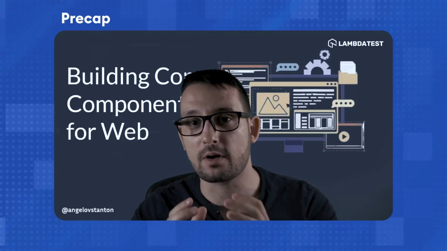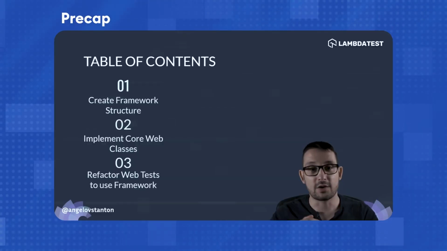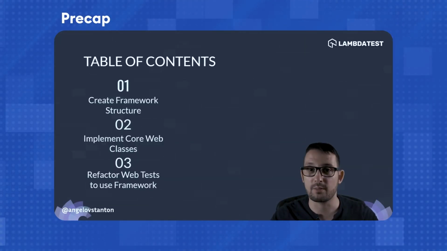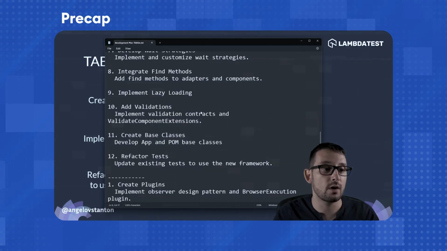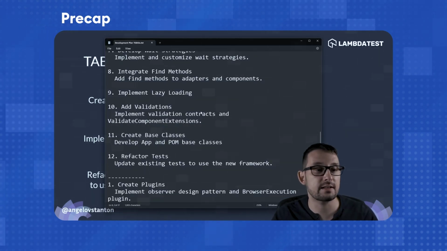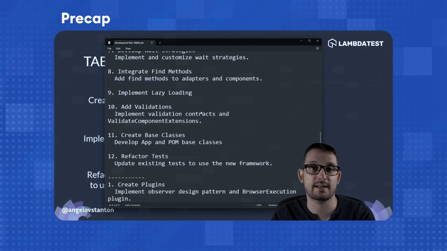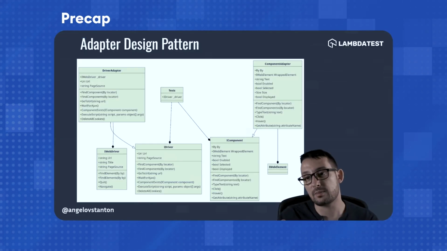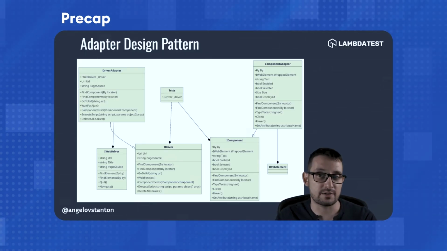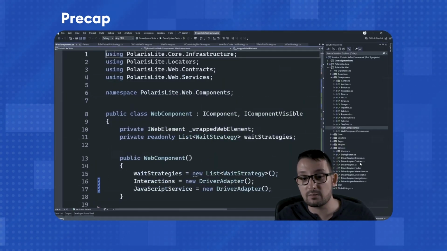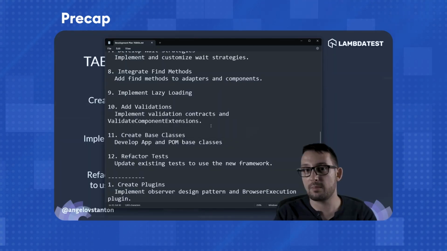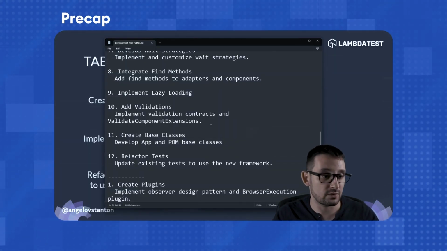To build our core components for the web part, first, we're going to create the framework structure. We're going to trigger this process at the moment when you perform the first action with the component. It helps us to eliminate the usage of hard-coded pauses. This web component is similar to our driver adapter. There will be much better exception messages.